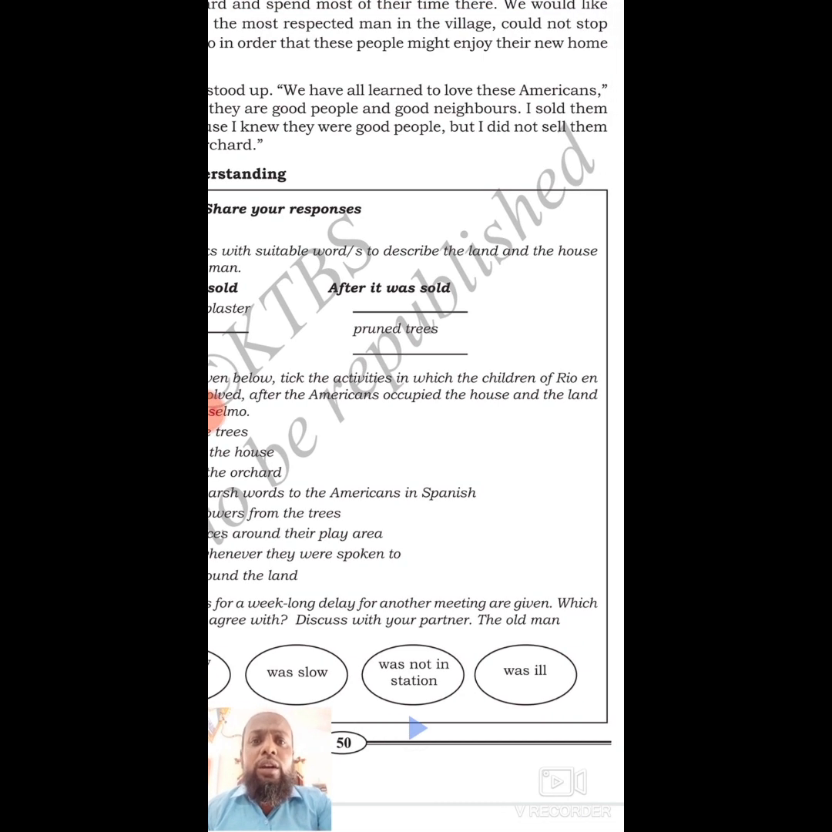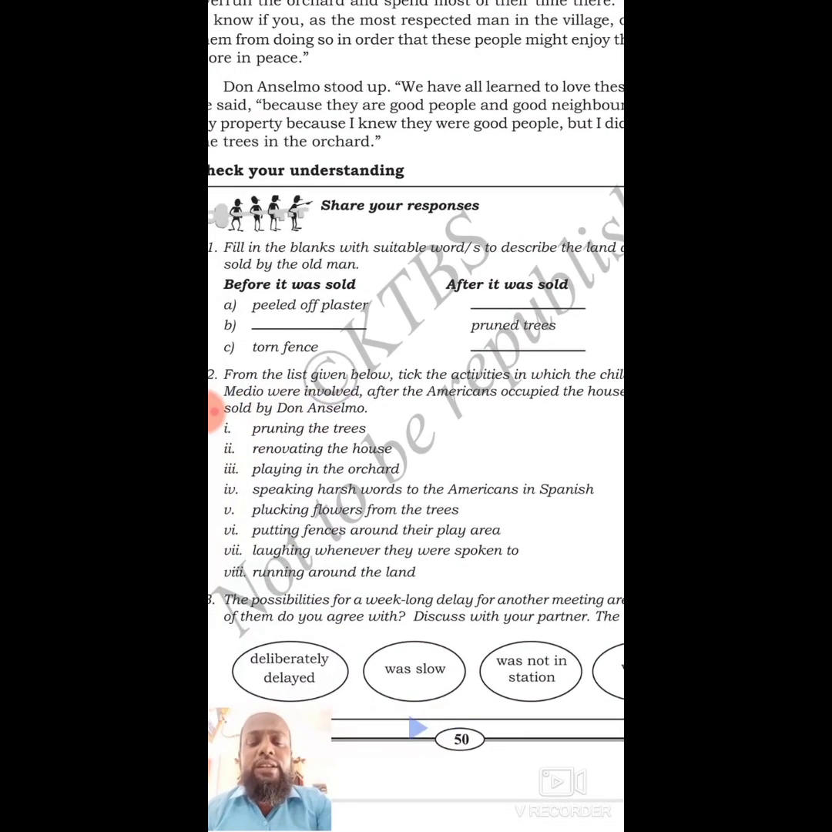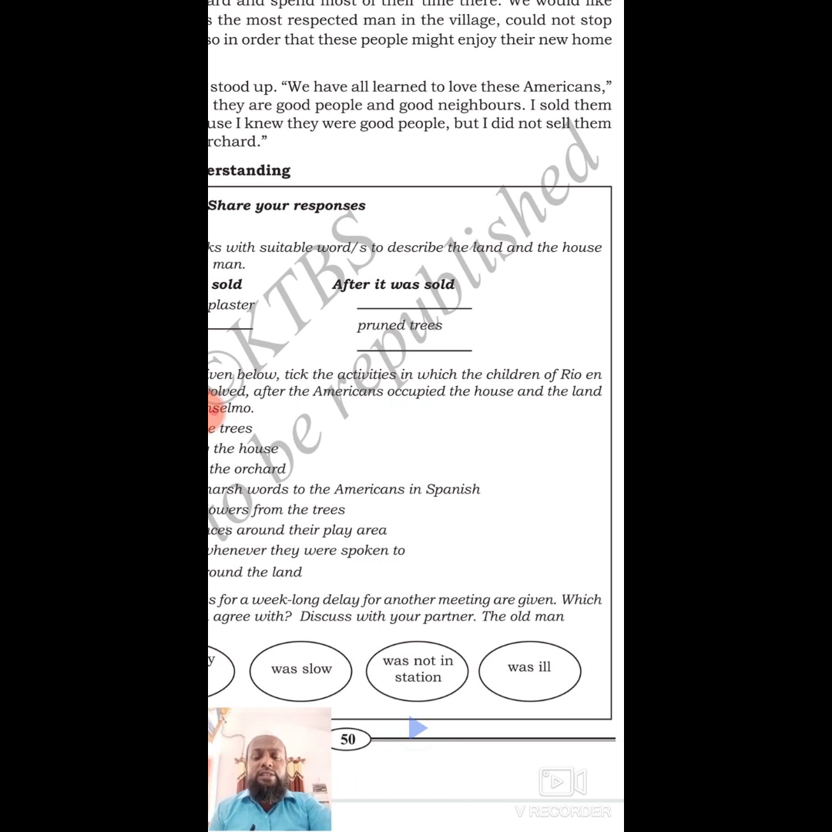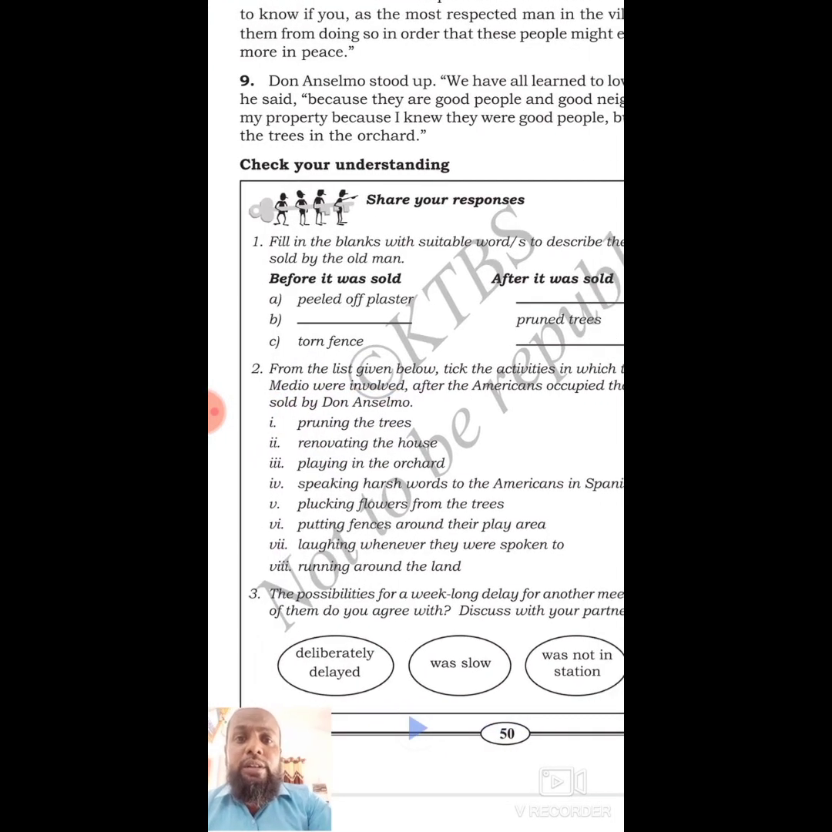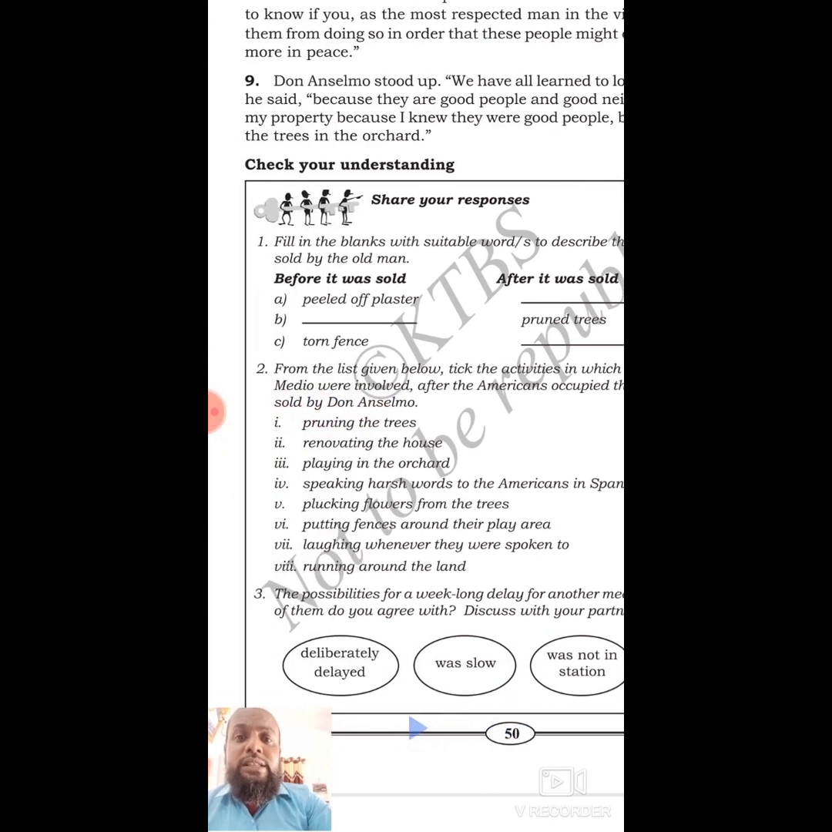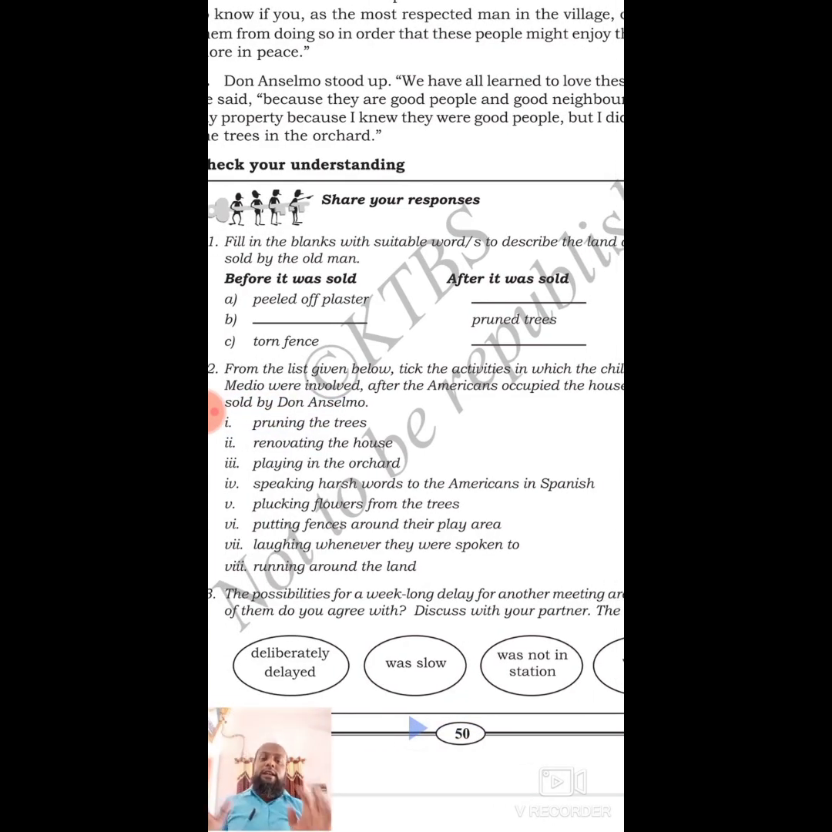We have all learned to love these Americans. Oh sir, don't teach us how to love these people. He said, because they are good people and good neighbors. I know these Americans are good people, good neighbors. We want to also prove ourselves good people. I sold them my property because I know they were good people, but I did not sell them the trees in the orchard. He said it clearly.